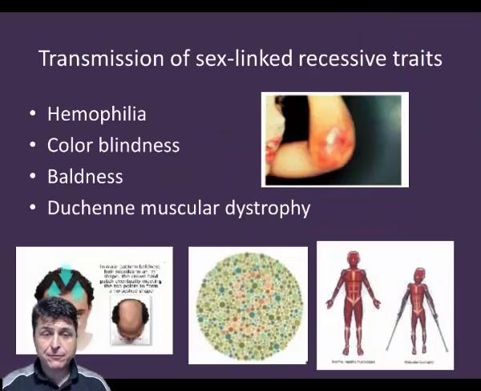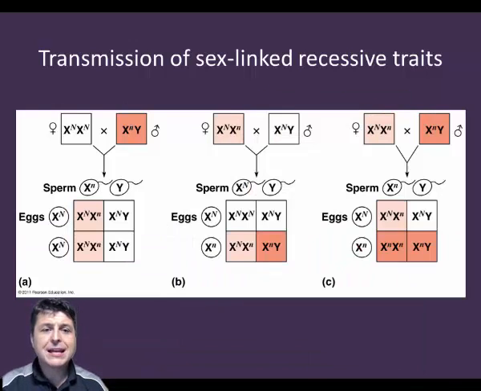Since their discovery in fruit flies, we found that there are a number of sex-linked traits that are also found in humans. These include things like hemophilia, red-green color blindness, male pattern baldness, and Duchenne's muscular dystrophy. Sex-linked recessive traits have particular patterns of inheritance.